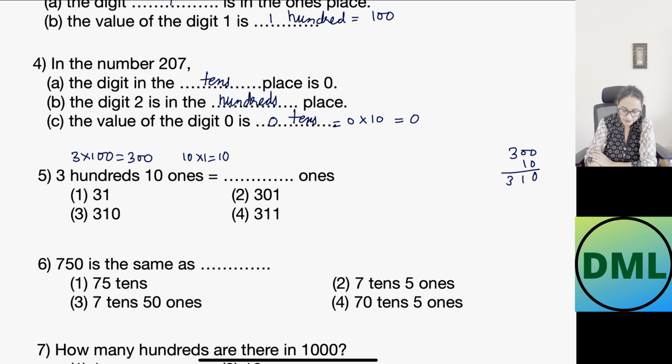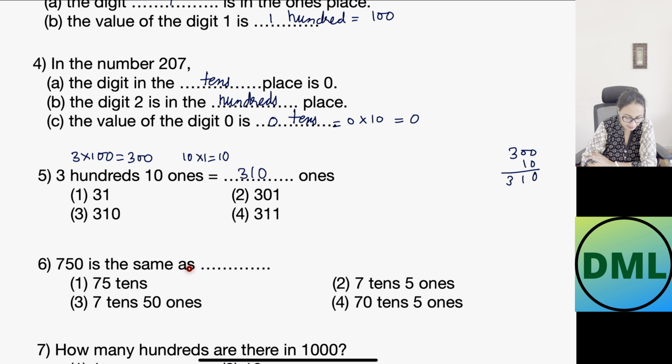I have to write down this number 310 as dash ones. Ones means 1. If I have to get my number again, I have to multiply that with 1. That means my number will be 310 ones. Let's write down the answer here as 310 ones. That will be your answer. Let's see the next question here.